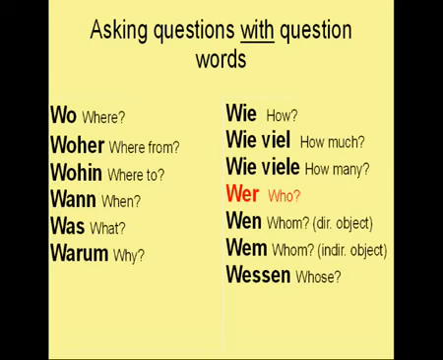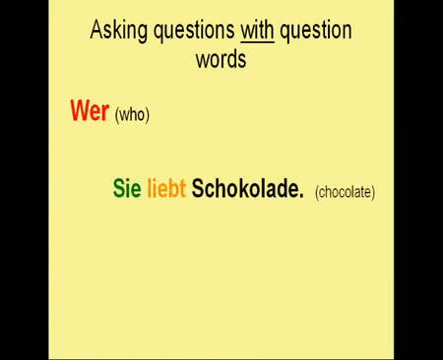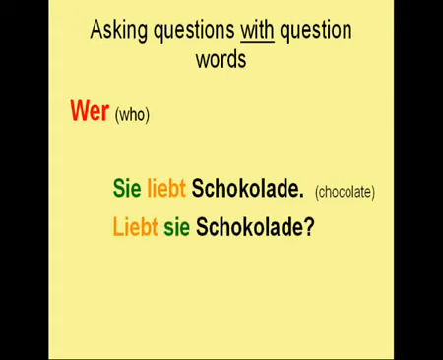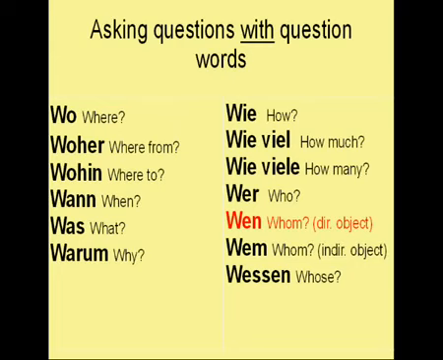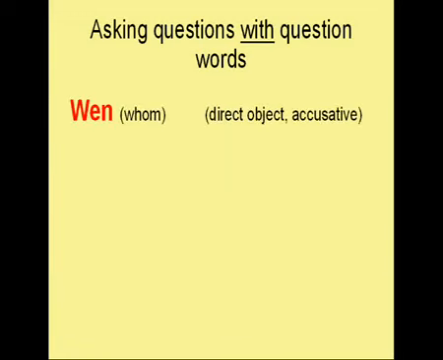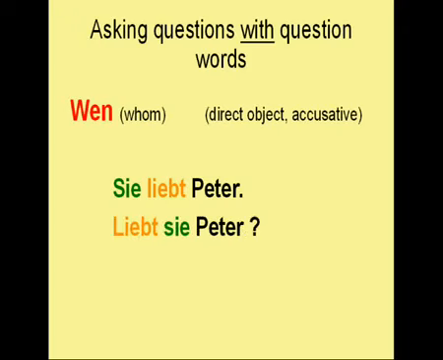Then we have the question word wer, which stands for who. "Sie liebt Schokolade." She loves chocolate. "Liebt sie Schokolade?" Does she love chocolate? "Wer liebt Schokolade?" Who loves chocolate? And then we have the word wen, which means whom when you ask for a direct object. This means the accusative case. "Sie liebt Peter." She loves Peter. "Liebt sie Peter?" Does she love Peter? "Wen liebt sie?" Whom does she love?